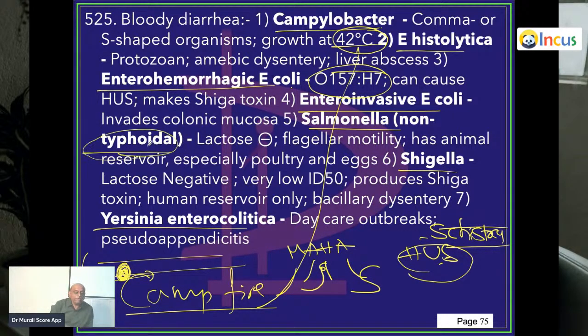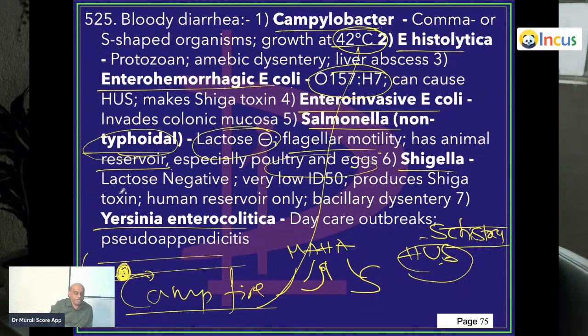Then Salmonella, the non-typhoidal Salmonella, it is lactose negative, has flagellar motility, and has an animal reservoir, especially poultry, and egg eating can lead to that. So any Salmonella is gram-negative. In gram-negatives you have lactose-positive and lactose-negative, fermentation-wise. So Salmonella is a lactose non-fermenter. And flagella will enable the Salmonella to swim. Don't confuse Salmonella with Vibrio. Vibrio is cholera. Salmonella is typhoid.